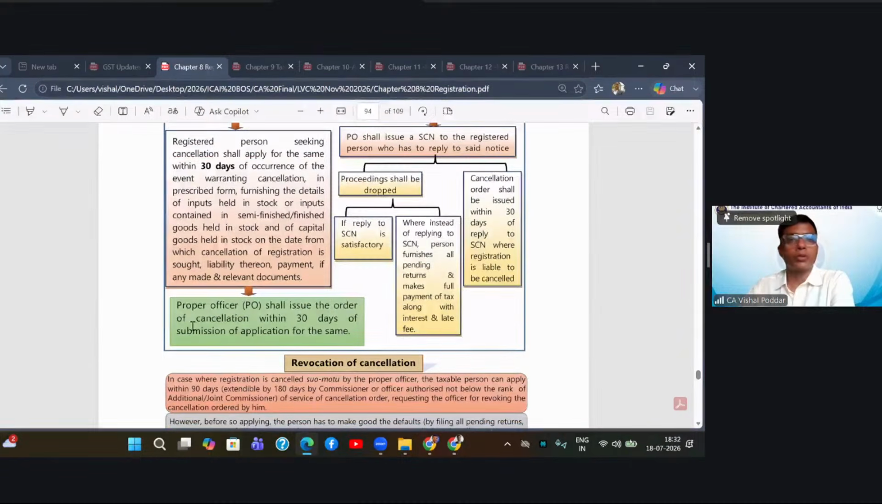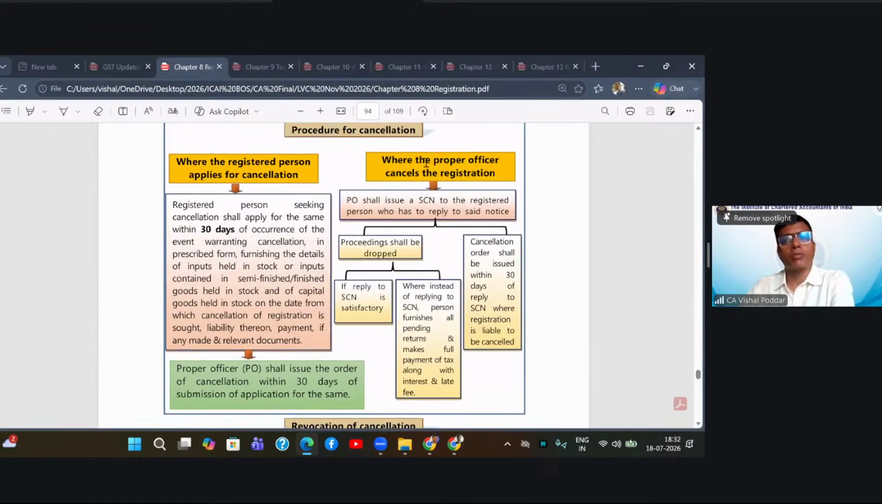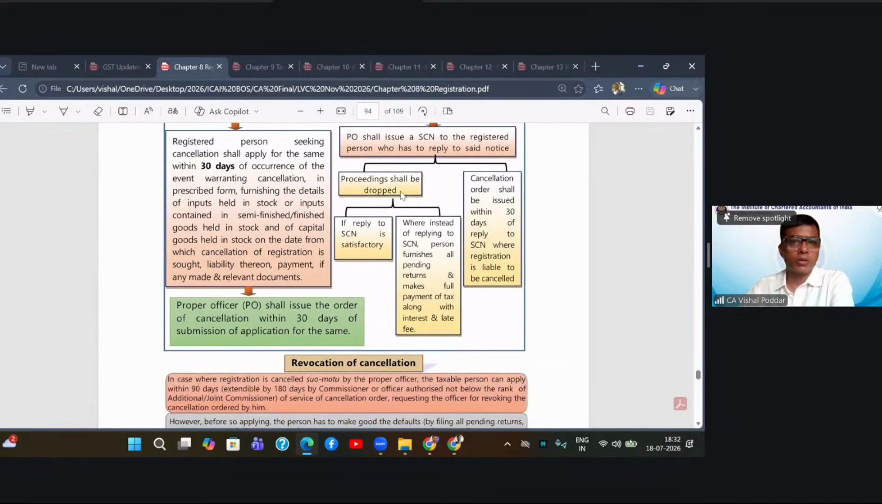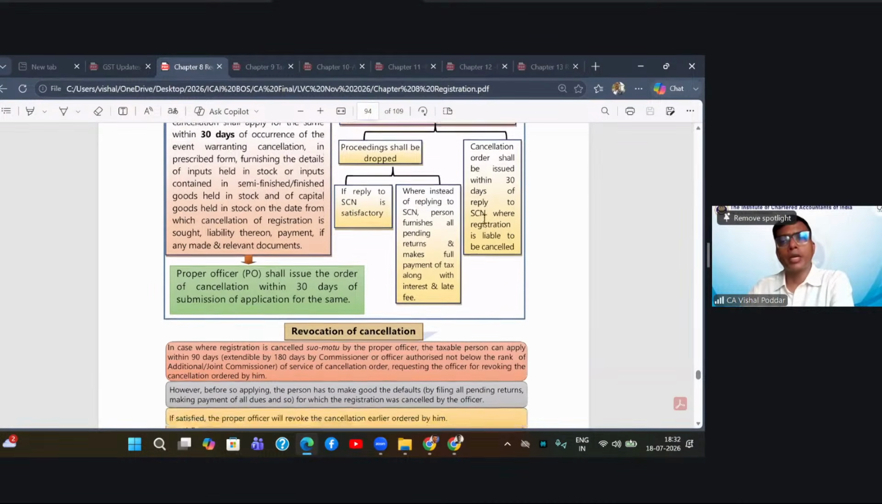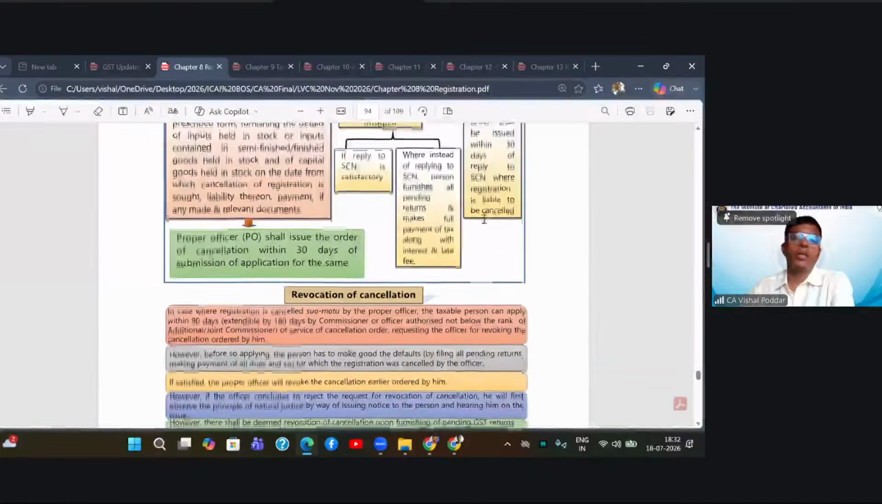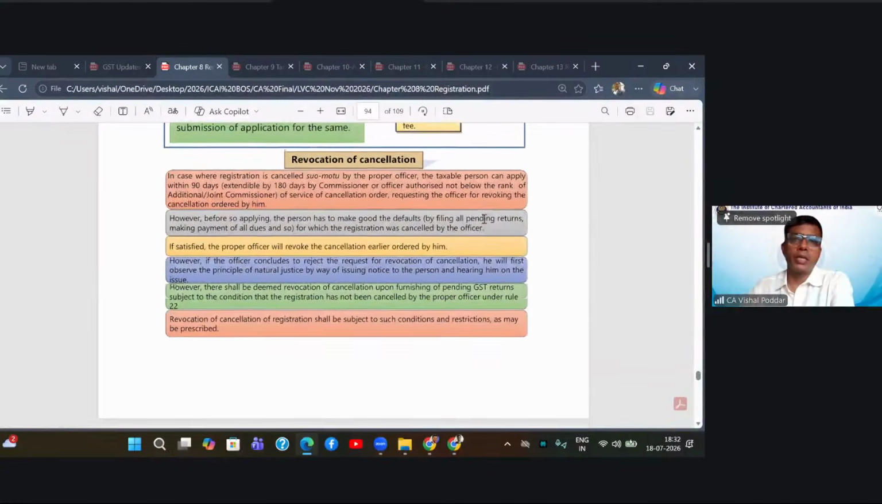Now, the proper officer shall issue the order of cancellation within 30 days of the submission of the application. Second is where the officer is cancelling suo motu. The officer shall first issue a show cause notice to the registered person, who has to reply to the said notice. If your reply is satisfactory and you comply with whatever is pending at your end, the proceedings will be dropped and cancellation will not happen. However, if you don't do that, the cancellation order will be given to you within 30 days of the reply to the SCN and the registration will be cancelled.